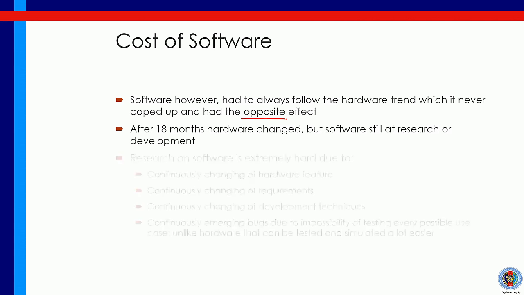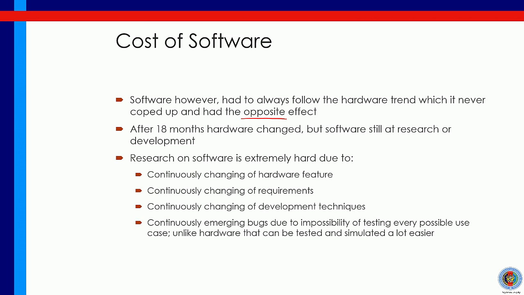The research or development of software is really extremely hard because, as we said just now, it has to follow hardware. Because hardware always changes, the research has to change also. And before it even finishes the research on what happened 18 months ago, hardware has already changed, and it is kind of like the software has to start from scratch again.